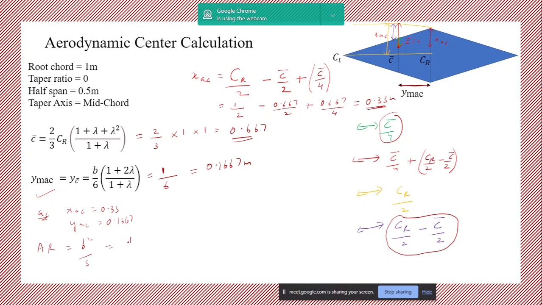B is given to us as 1. What is S? S is the area. So what will it be? It's twice the area of this triangle. So what is the area of the triangle? What is the length? What is the breadth and what is the height here?